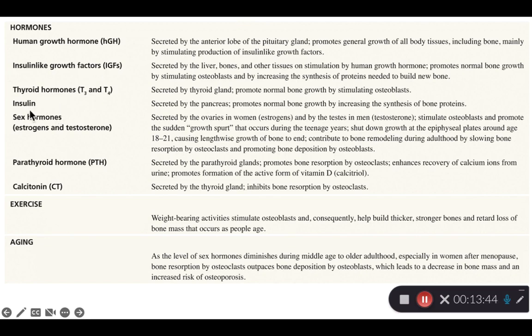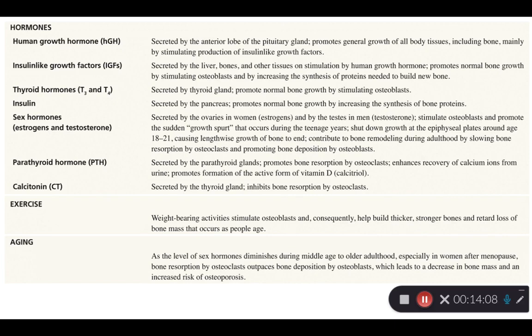But notice the sex hormones. So sex hormones cause growth spurts. And we probably remember our growth spurts, or you have children that went through growth spurts. But that's estrogen and testosterone. But those hormones are also important during adulthood. We don't want to forget about that.